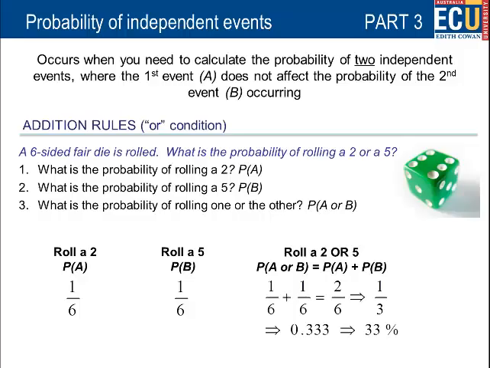We can simplify the fraction 2 over 6 because both the numerator and the denominator can be evenly divided by 2, and this will give us an answer of 1 over 3. So what is the probability of rolling a 2 or a 5? It is 1 over 3, or expressed as a decimal, 0.333, converted into a percentage equals 33%.